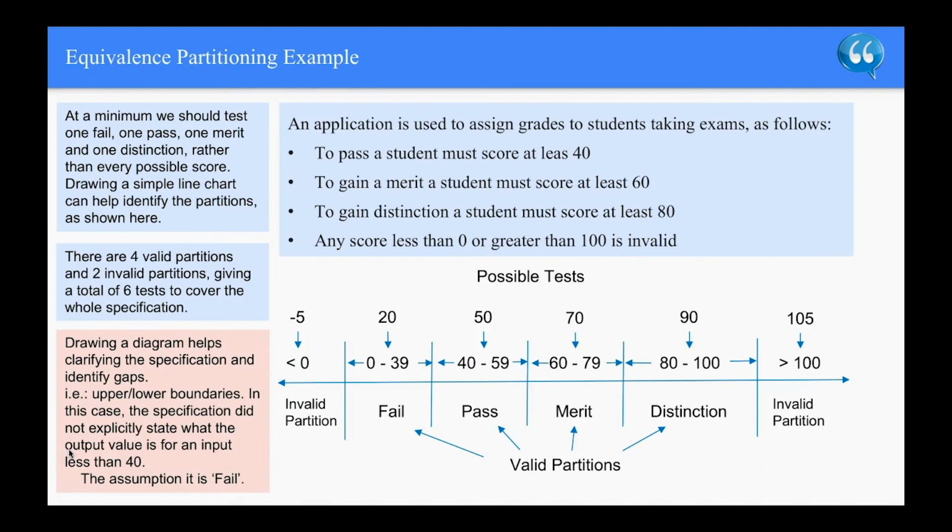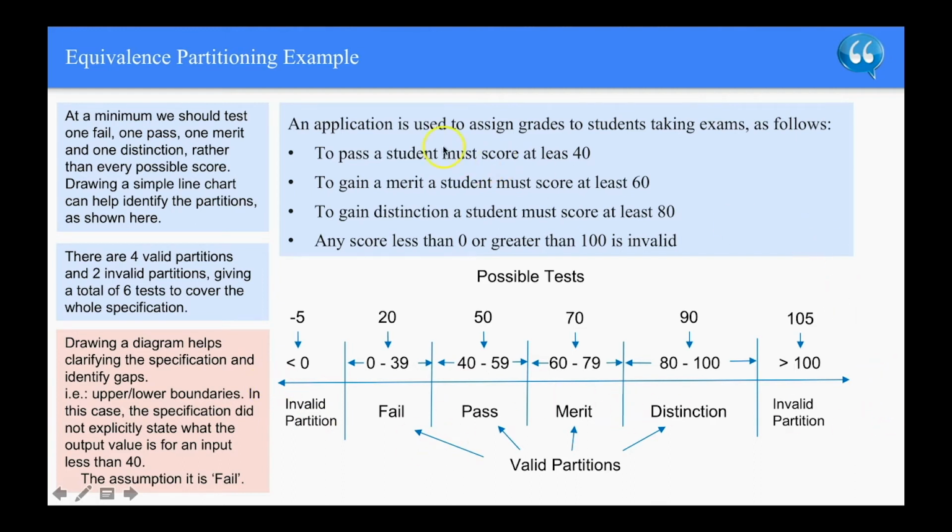We have here an example of equivalence partitioning. At a minimum, we should test one fail, one pass, one merit, one distinction, rather than every possible score. Drawing a simple line chart can help you identify the partitions as shown here. There are four valid partitions and two invalid partitions, giving a total of 6 tests to cover the whole specification.